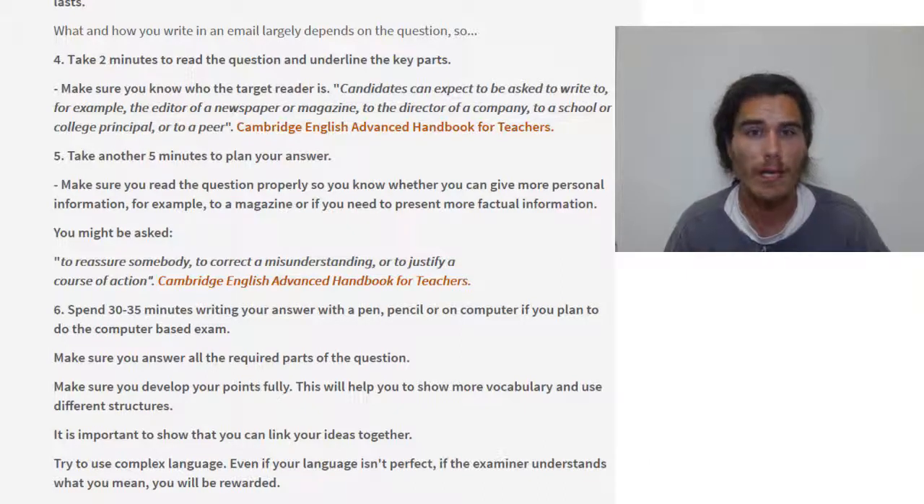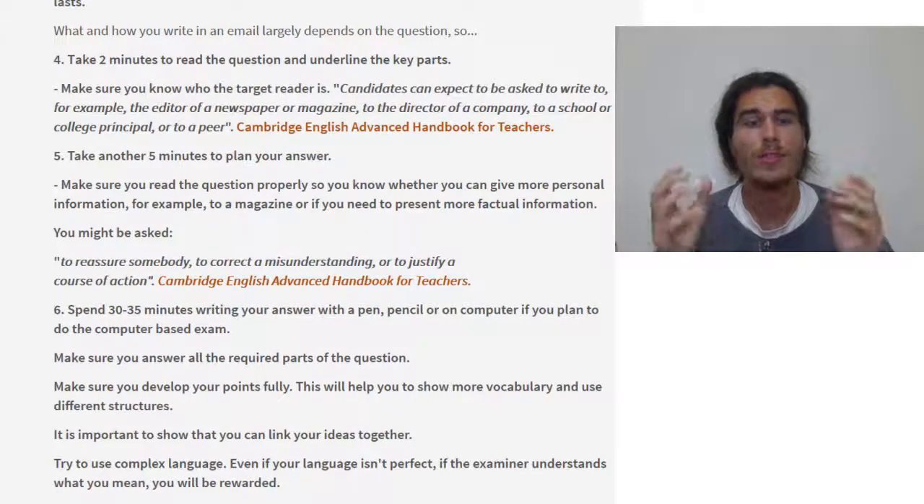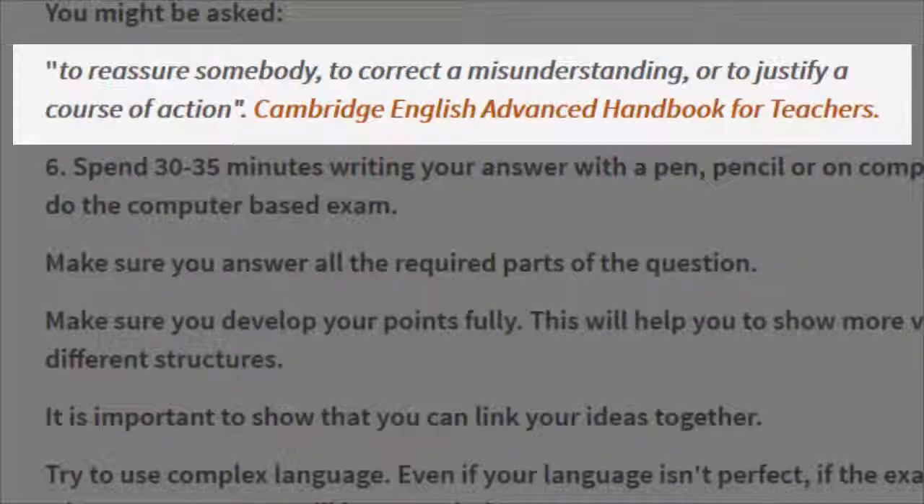And here's another quote that I've taken from the Cambridge English Advanced Handbook for Teachers, which is to reassure somebody, to correct a misunderstanding, or to justify a course of action. And these are some of the typical things you also might be asked to do in an email. So depending on which of these you're asked, and depending on who the target reader is, that could change your language quite a lot in an email.